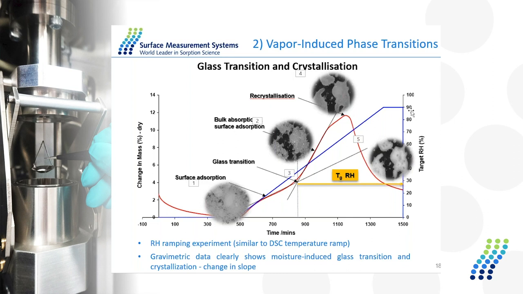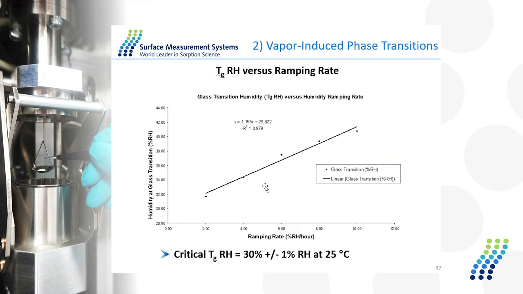What's the ramping rate for ramp experiments? This ramping rate is 5% per hour. We also did experiments where we varied the ramping rate. In this case, we plot the correlation between the ramping rate and the humidity, like the Tg versus RH. Then we can find a critical Tg RH for the storage of the sample during applications.